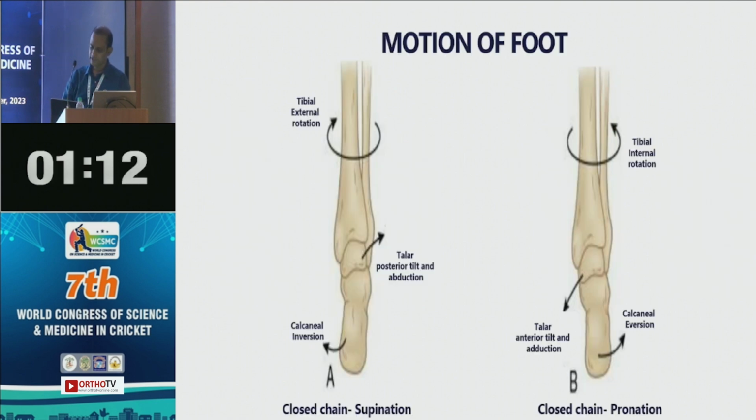So, I want to discuss a little bit on the motions of the foot. The leg and talus move as a single unit over the fixed calcaneum. The subtalar joint allows the relatively small horizontal and frontal plane rotations of the leg and talus that naturally occur when the lower extremity is in contact with the ground. So, in a closed chain supination position, you can see there is a calcaneal eversion, which is compensated by the talar posterior tilt and abduction, and tibial external rotation happens.